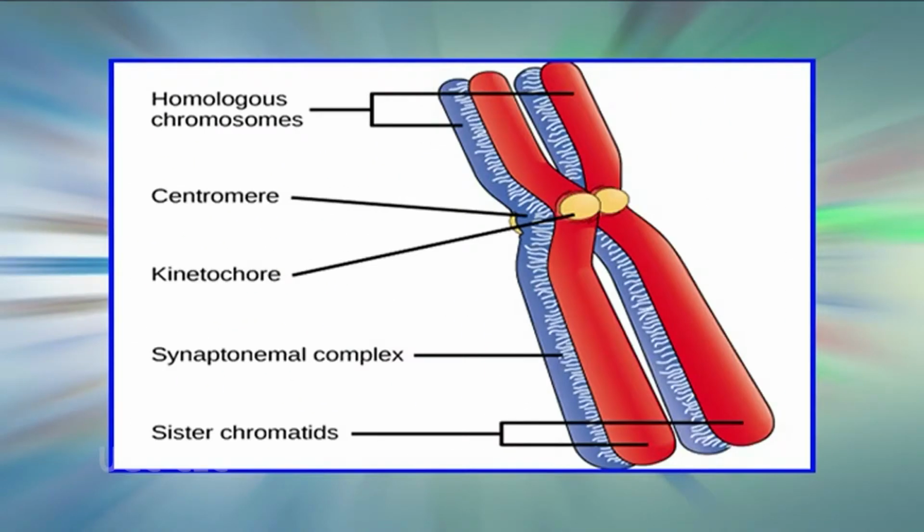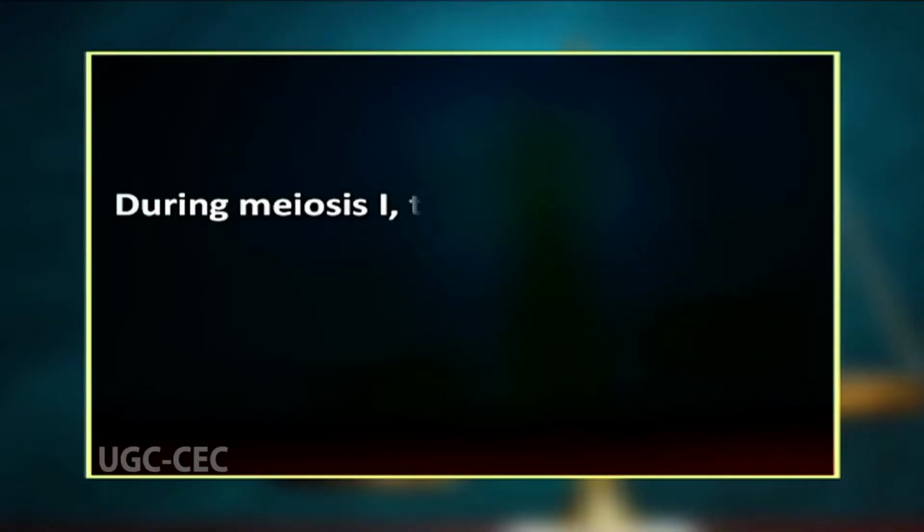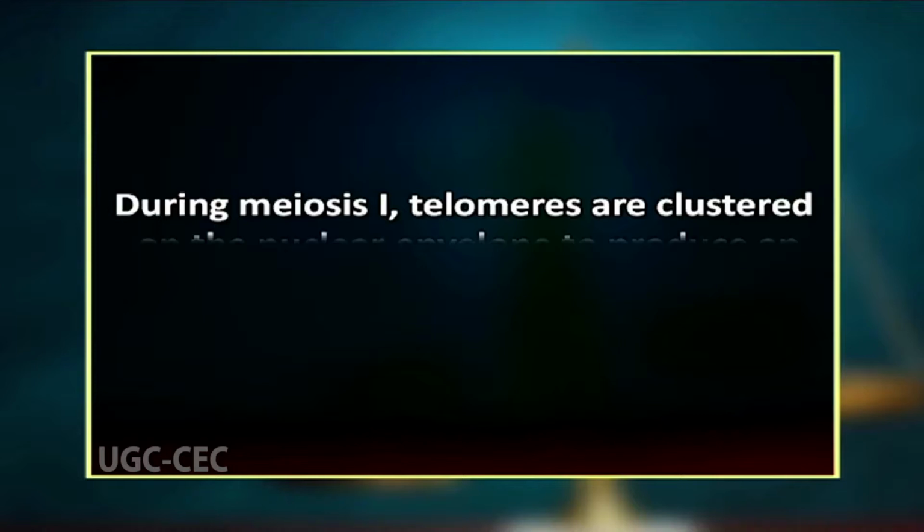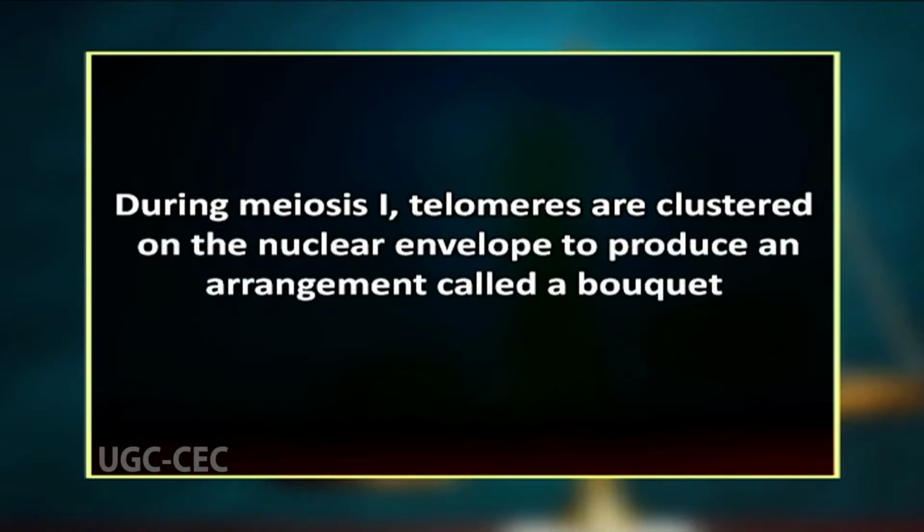Each pair of homologs then undergoes synapsis, that is the formation along the length of the chromatids of a zipper-like structure called the synaptonemal complex. The synaptonemal complex aligns the two homologs precisely, base pair for base pair. The telomeres of the chromosomes play a key role in the initiation of synapsis. That is, during meiosis I, telomeres are clustered on the nuclear envelope to produce an arrangement called a bouquet, because of its resemblance to the stems from a bouquet of cut flowers. In some way, the telomeres move the chromosomes around so that homologous chromosomes align and undergo synapsis.